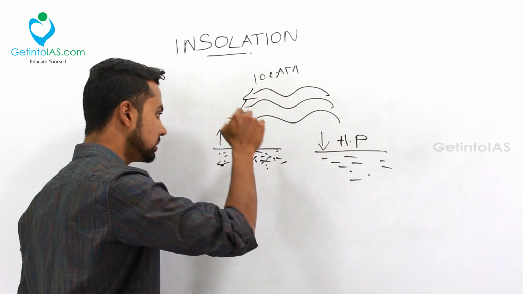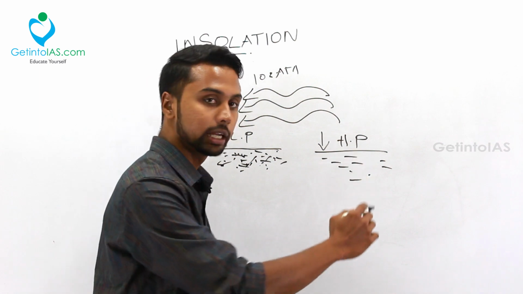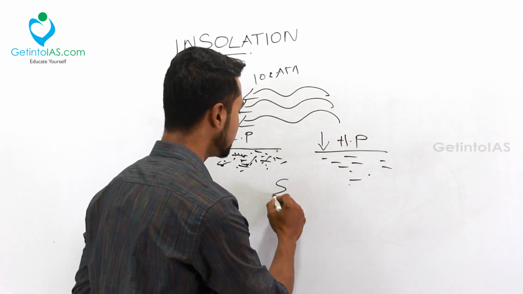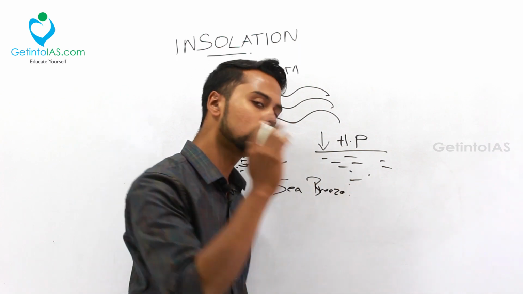Okay, so what is this breeze termed as? What is the name of this breeze, where it is originating from the sea? So it is known as sea breeze. Okay. Always in geography, don't confuse the names.